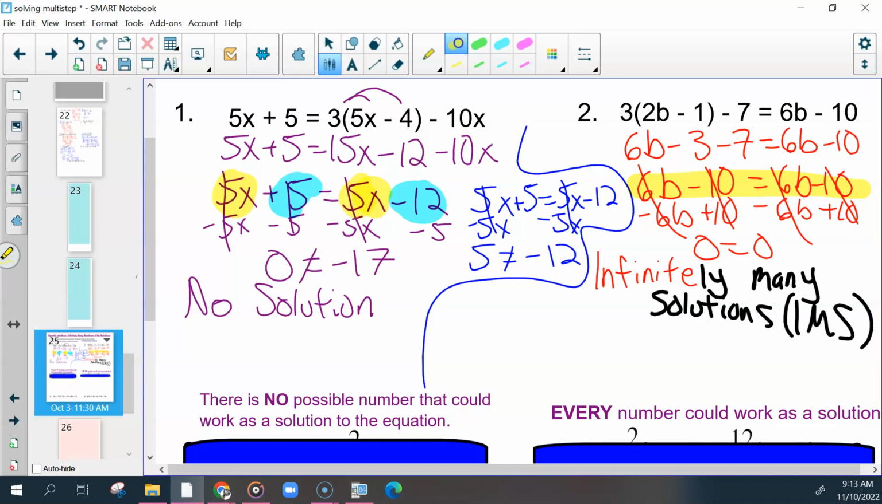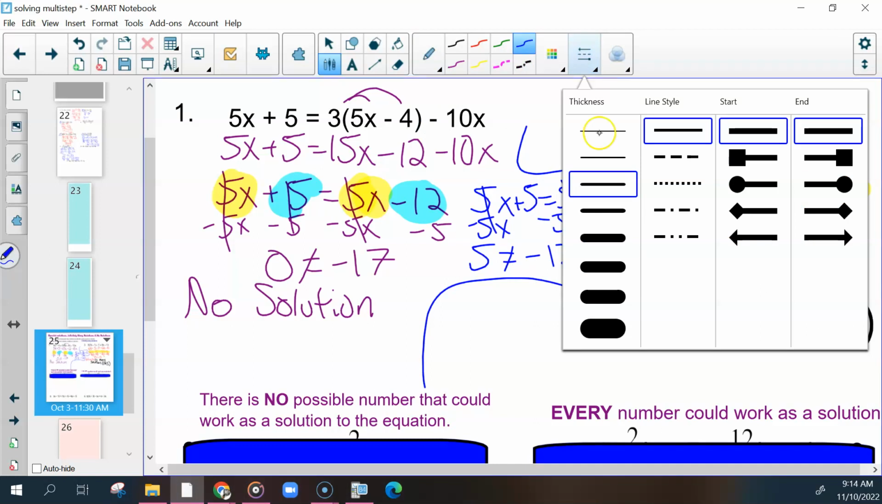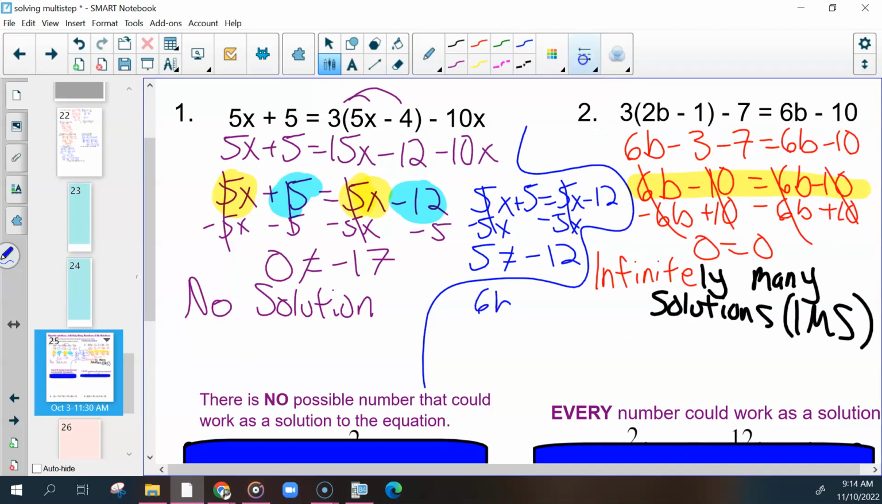And then just like with the other one, if you were doing this one step at a time instead of both at the same time, and I got rid of my 6 B's, those would cancel, just leaving the negative 10s. But it would still give you a true statement. The same number equals the same number. So no matter how you do it, you'll still get that same thing.